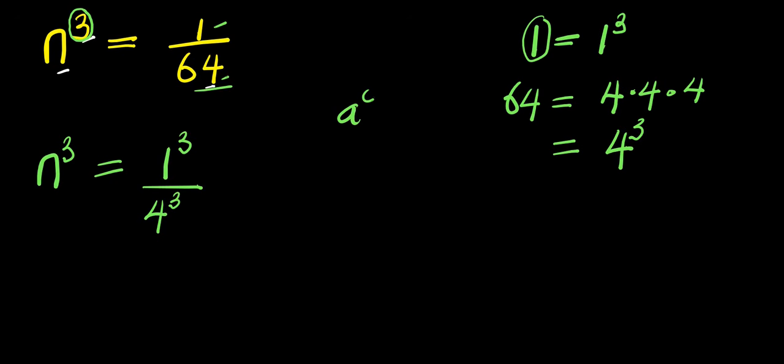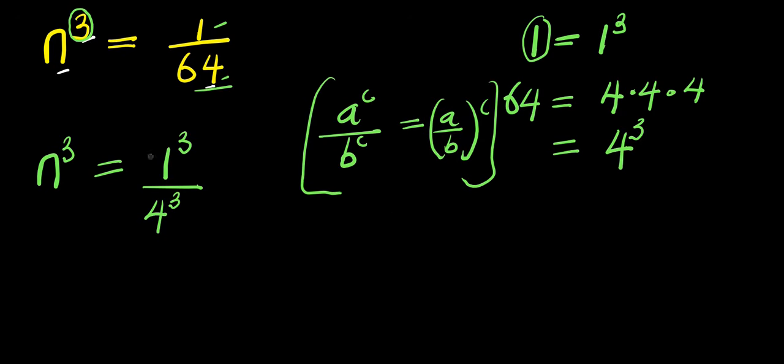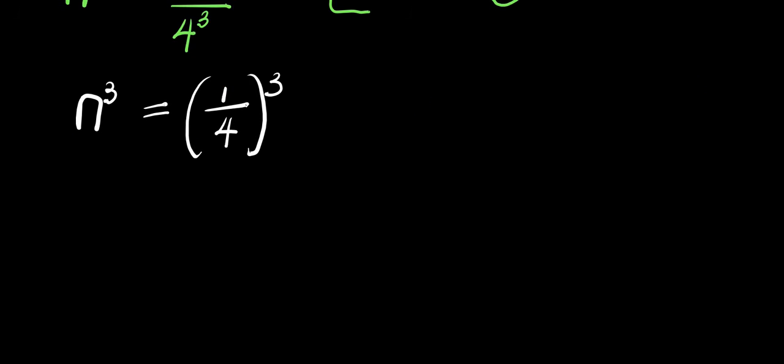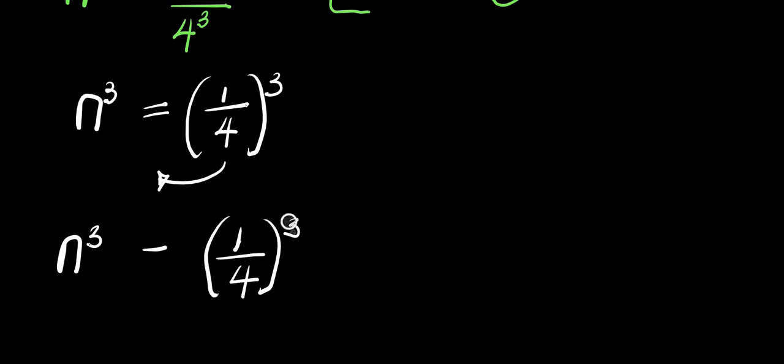Now recall, if you have a power c divided by b power c, it equals a divided by b all power c. So I apply this identity here. I have n power 3 equals 1 over 4 all power 3. Now I can move this over here. I have n power 3 minus 1 over 4 raised to the power of 3, and this equals 0. So I have power 3 here.